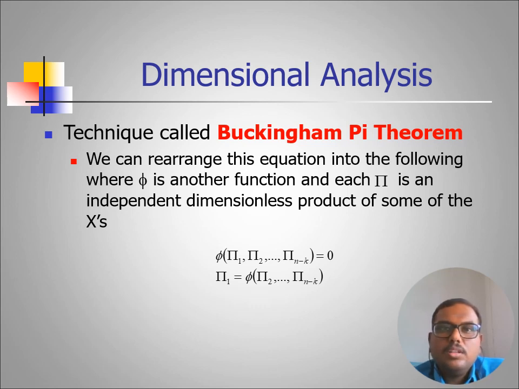There is a method to choose the repeating variables. The first variable selected should have a geometric property. The second variable selected should have a fluid property, and the third variable selected should have a flow property. The repeating variables should be selected in such a way. You will see this in the problem.